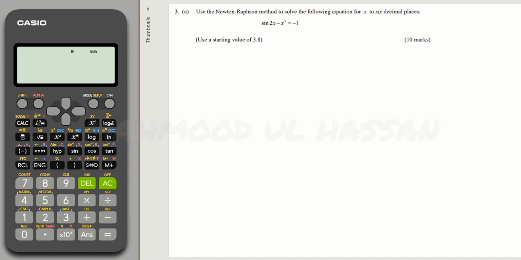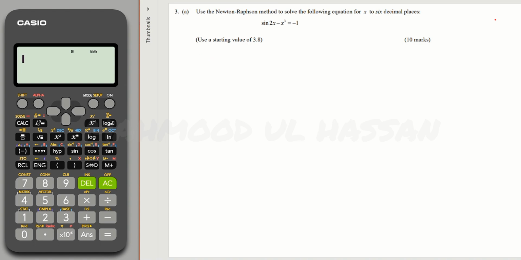In this video, we are going to solve a past paper problem related to the Newton-Raphson method. The problem is: use the Newton-Raphson method to solve the following equation for x, correct up to 6 decimal places. The equation is sine 2x minus x cube equals minus 1, and we have to choose the starting value as 3.8. Here we will also do the programming of the Newton-Raphson method on the calculator.